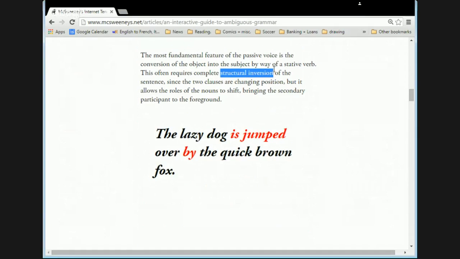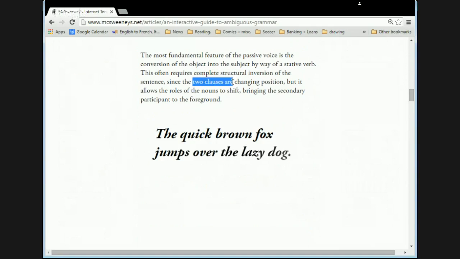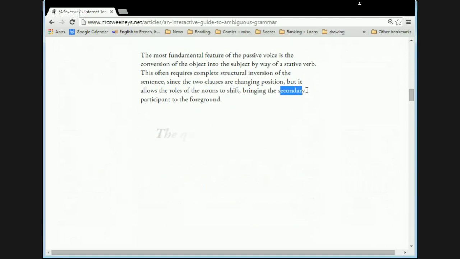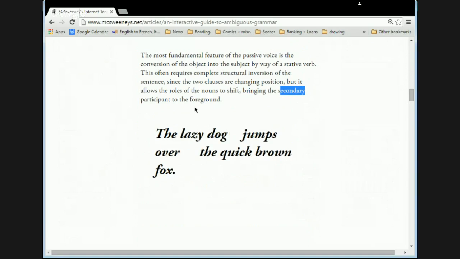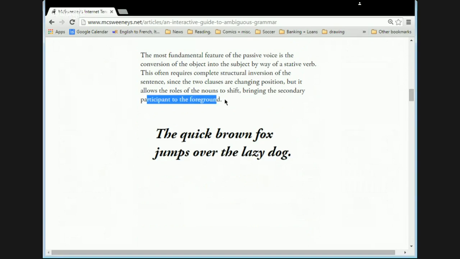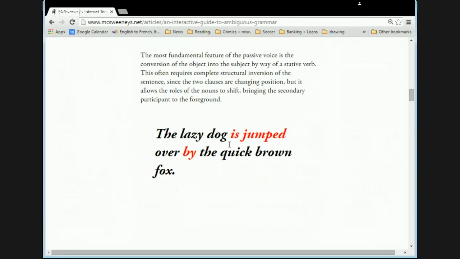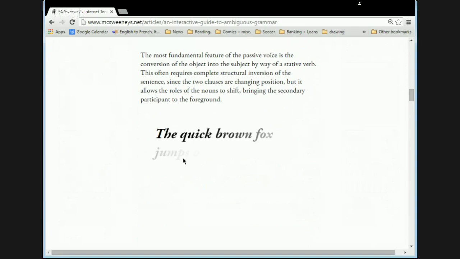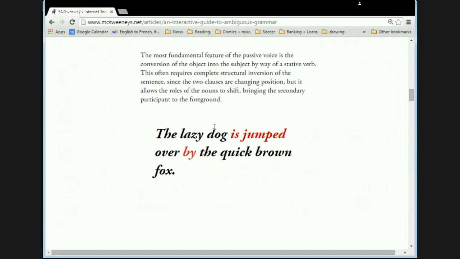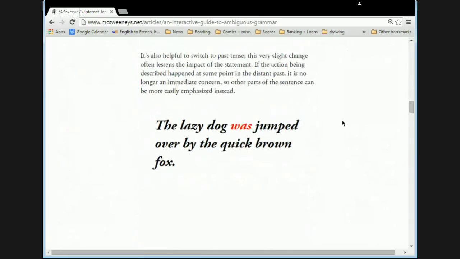So a structural inversion, it's like the structure of the sentence is flipping around. The clauses, like the two parts of the sentence, are changing positions. And then we have the object taking the place of the subject, kind of. So the subject is still the fox, and the object is the dog, but we switch. So hopefully that makes sense. That's all that it's saying.